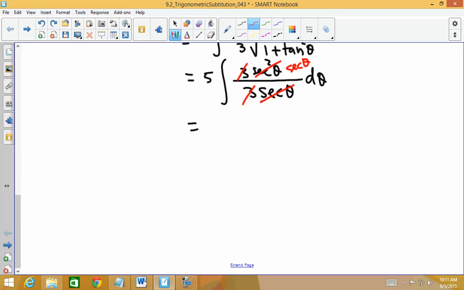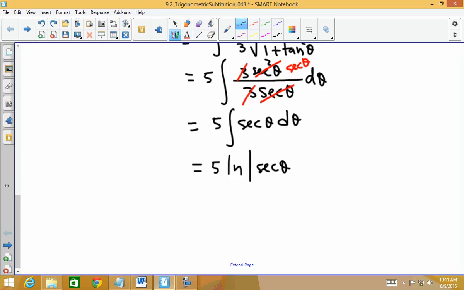That means we have 5 times the integral of secant theta d theta. By the basic rule of integration, it is known that this is the natural log of the absolute value of secant theta plus tangent theta, plus a constant.